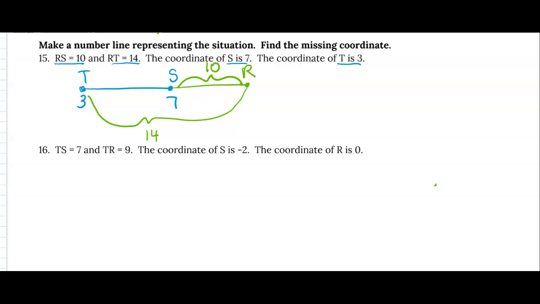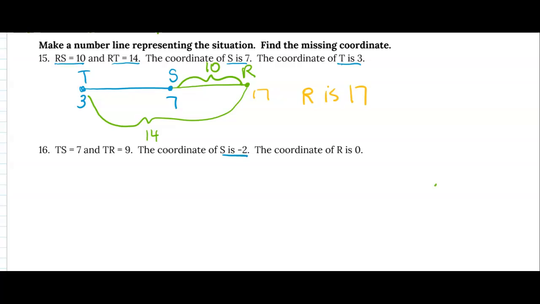To get the coordinate of R, you can either take 3 plus 14 to get 17, or you could do 7 plus 10 to also get 17. You want to double check both of them. So R is 17. You try and see if you can figure out 16. Start again at your coordinates.